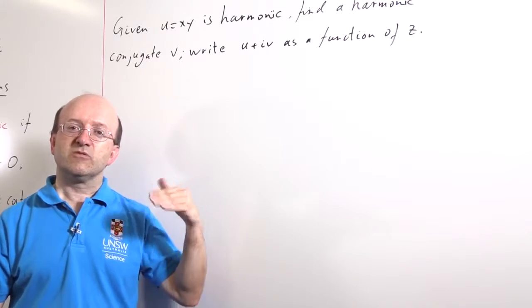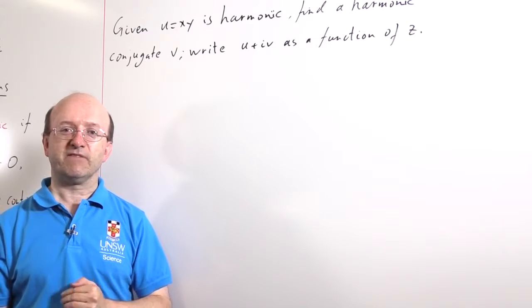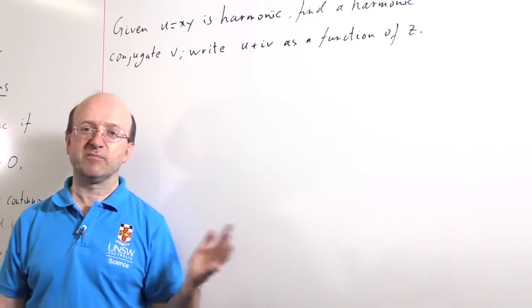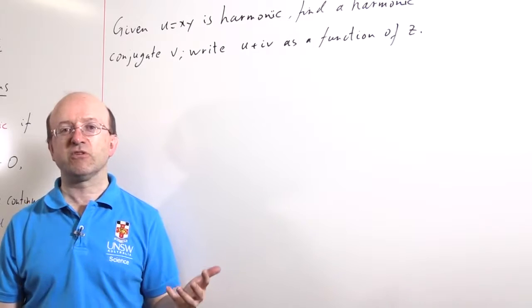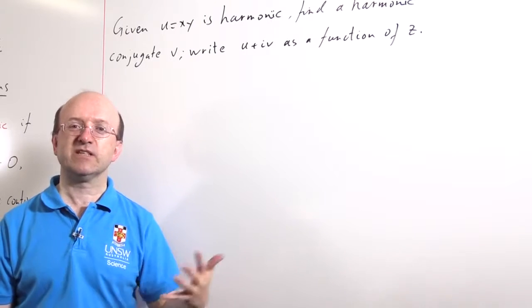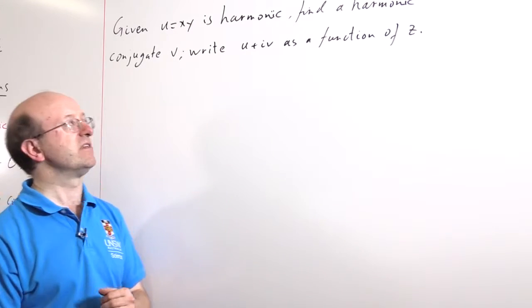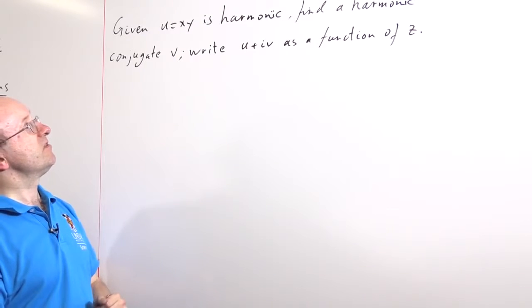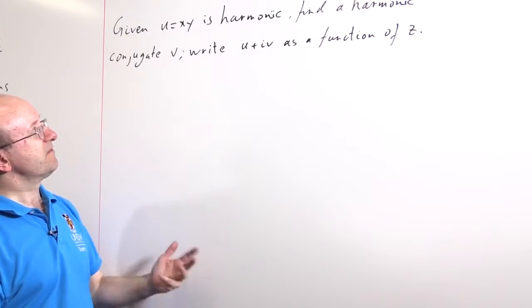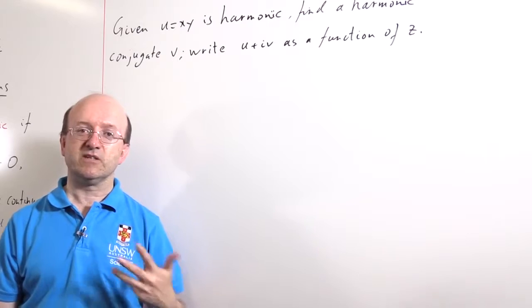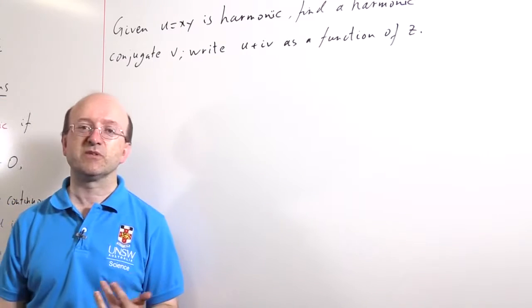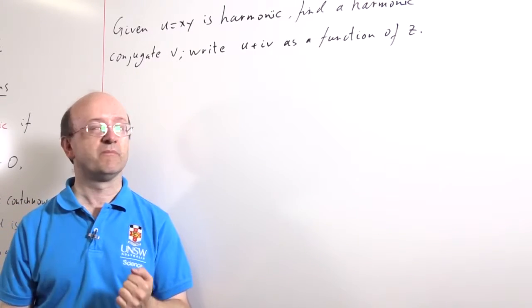All right, so this is the sort of problem that you might get faced with. I've picked a particularly simple harmonic function here, just to show you what's going on, because it illustrates everything without having any particularly difficult integrations involved. Given that u equals xy is harmonic, you want to find the harmonic conjugate v and write u plus iv as a function of z alone.